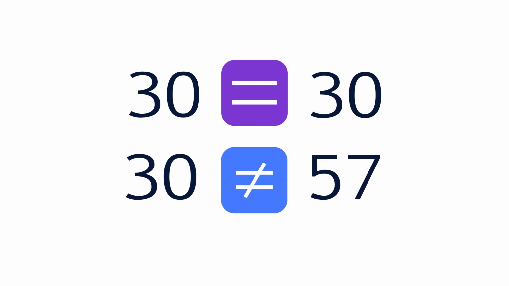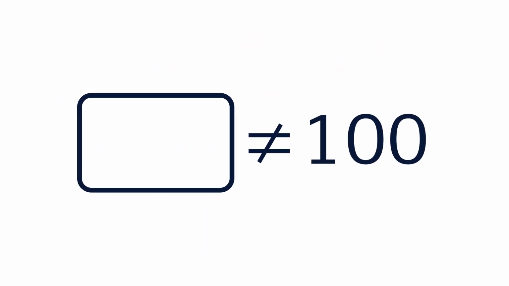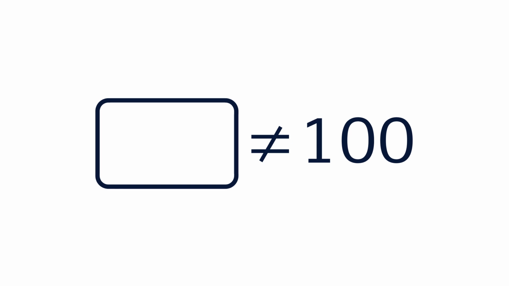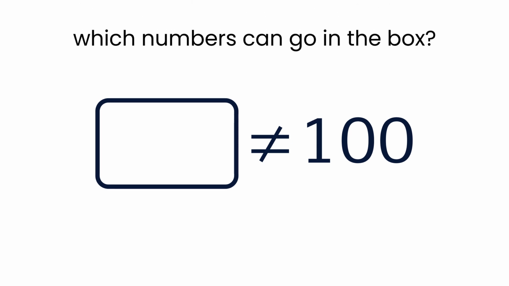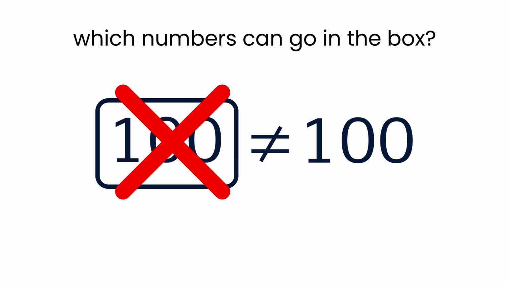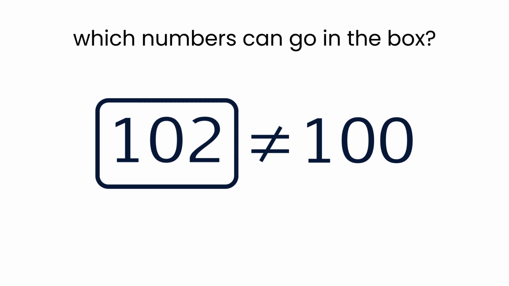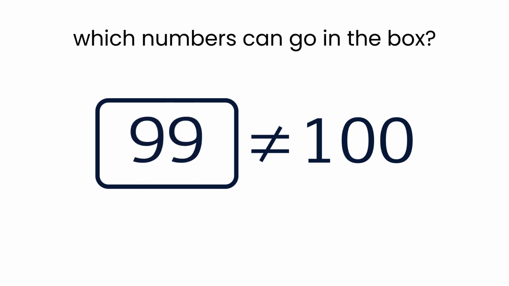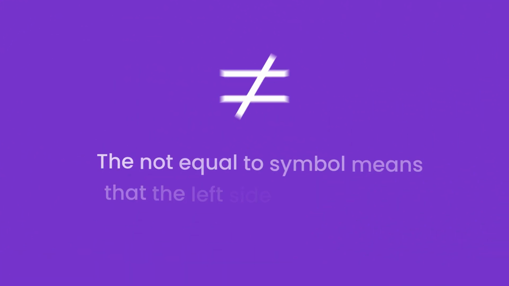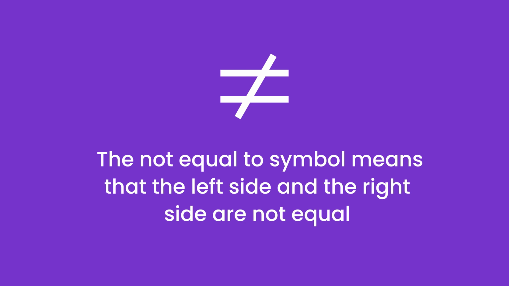Think about this example. A blank box does not equal 100. Which numbers can go in the box? Well, there's only one number that is equal to 100, and that is 100, so 100 can't go in the box. Every other number, small or large, some you've seen and some you haven't seen, can go into this box. As long as it is not 100, it's good. The not equal to symbol means that the left side and the right side are not equal.